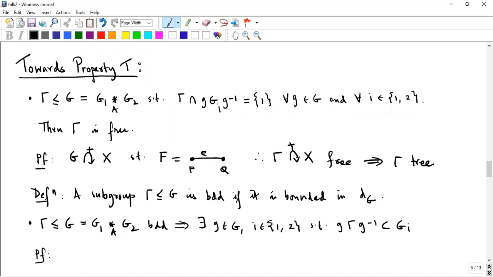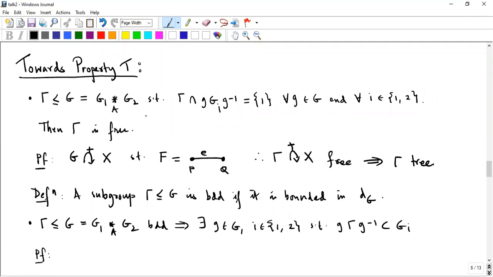Okay. So every subgroup of an amalgamated product which intersects each of the conjugates of the factors trivially is in fact a free group. So amalgamated free products typically contain many free groups.